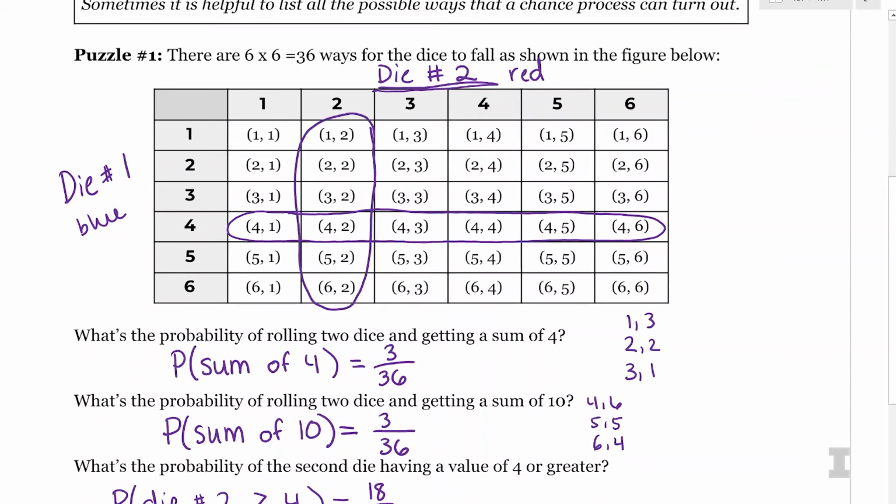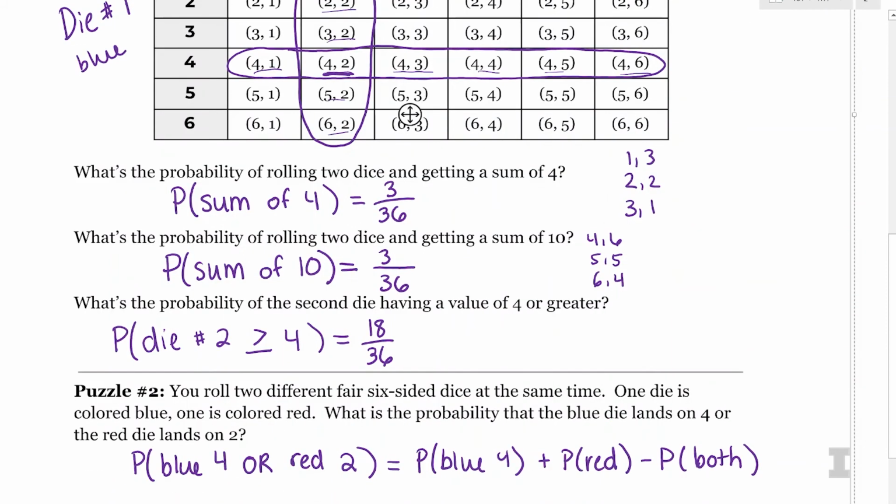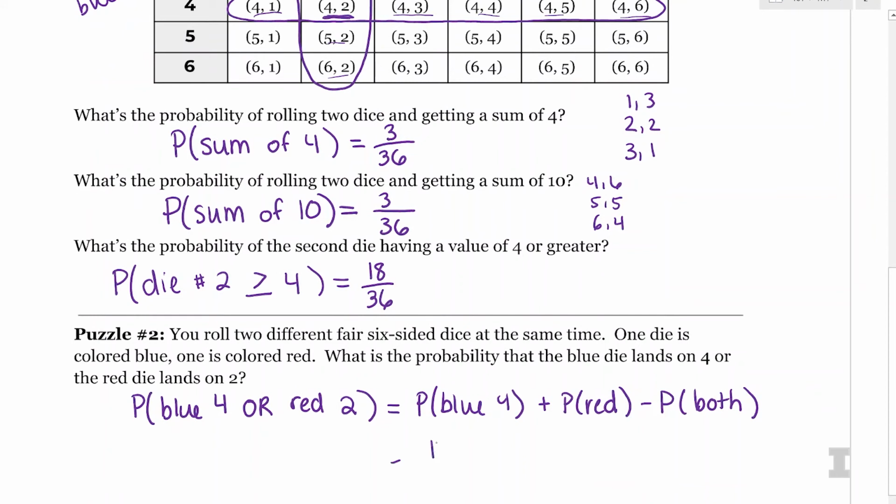And I want to make sure that when I circled all the options, this right here, getting a 4 on the blue die and a 2 on the red die, is actually included in both of them. So I don't want to count that twice. When I'm counting all the possible options, I want to only count that once. So I have 1, 2, 3, 4, 5, 6, 7, 8. I don't want to count that again. 9, 10, 11. So it looks like I had 11 options of getting either a blue 4 or a red 2 out of 36.